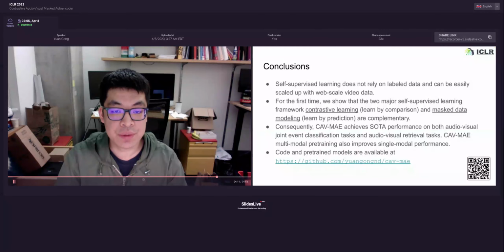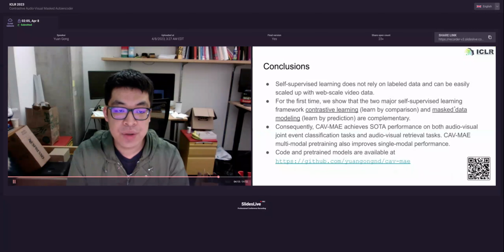To conclude, we studied self-supervised learning in this paper, and for the first time, we showed that the two major self-supervised learning frameworks, contrastive learning and masked data modeling, are complementary and should be combined together. As a result, our CAV-MAE model achieves SOTA performance on both audiovisual joint event classification tasks and audiovisual retrieval tasks. We also find CAV-MAE multi-modal pre-training improves single-modal performance.